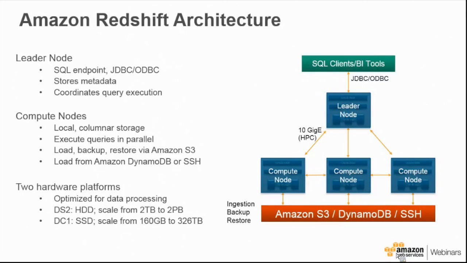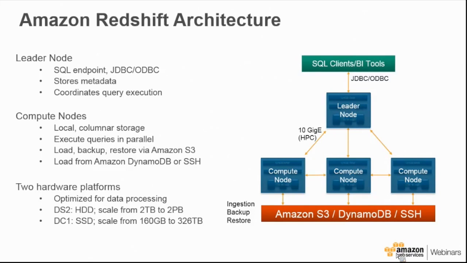The leader node stores the metadata of your tables, and it generates the ideal SQL plan after parsing through your query, and then pushes the execution logic into the compute nodes. Compute nodes is where your data resides in the columnar format. And you can load your data in parallel into the compute nodes from a variety of data sources, including S3, DynamoDB, EMR. You can also SSH directly into the compute nodes from your EC2 instances and load data.